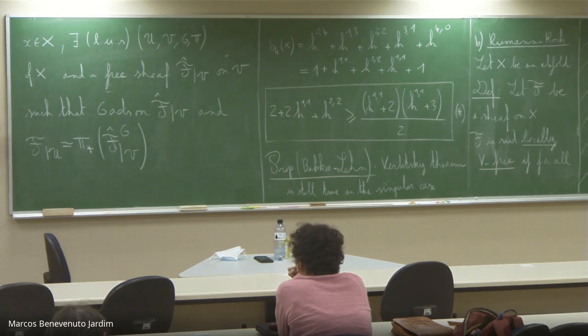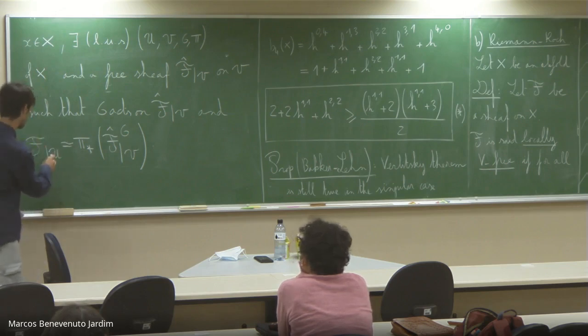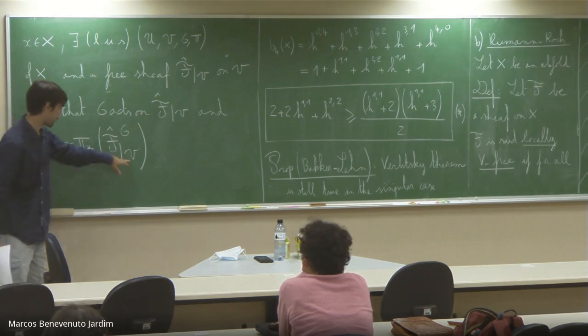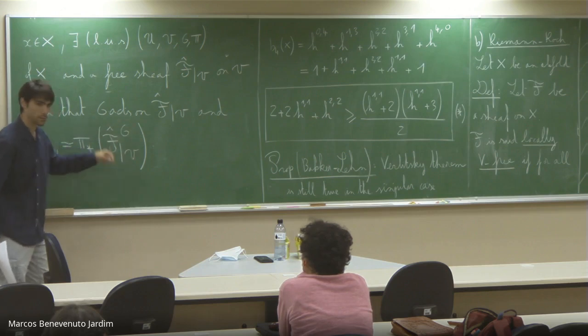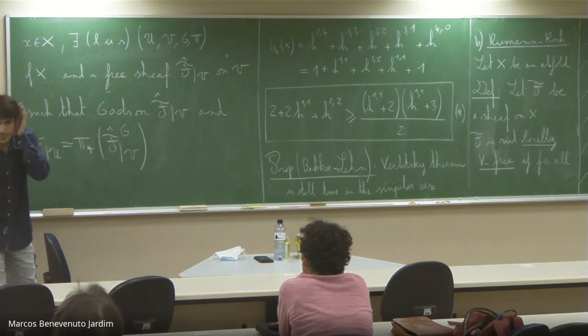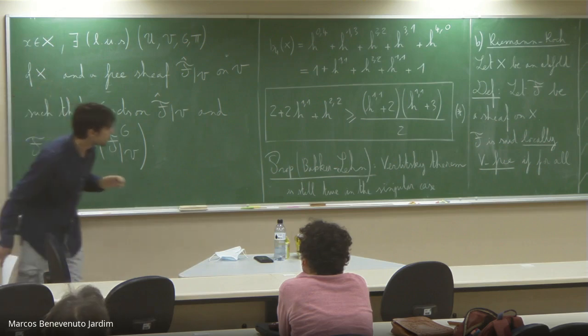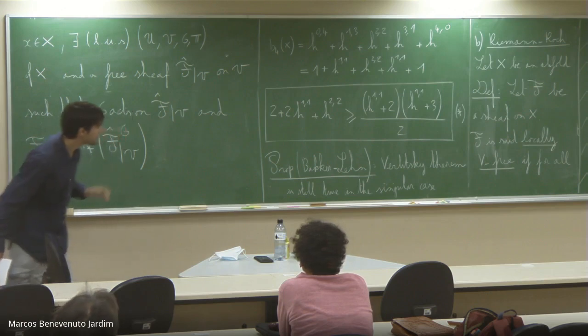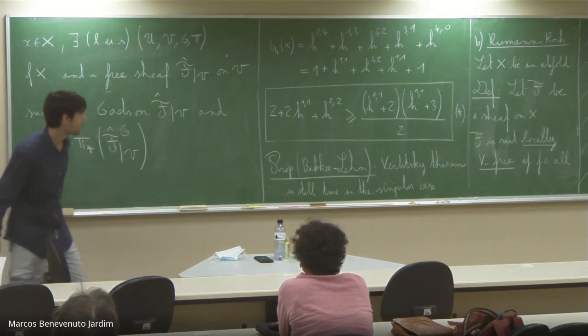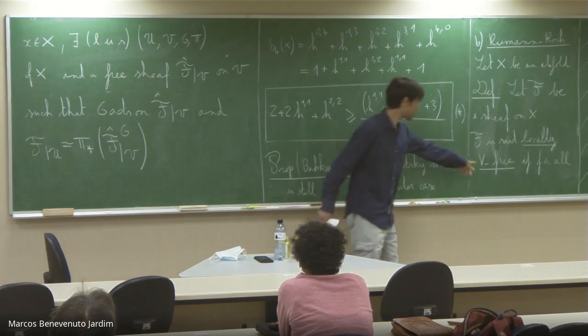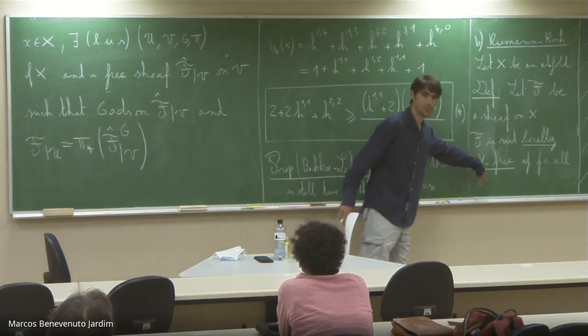So what does it mean? It means that locally around x, it corresponds to a free sheaf downstairs. And that V is different from that V. Right? The V that you have here is different from that V. Here this is just the name.